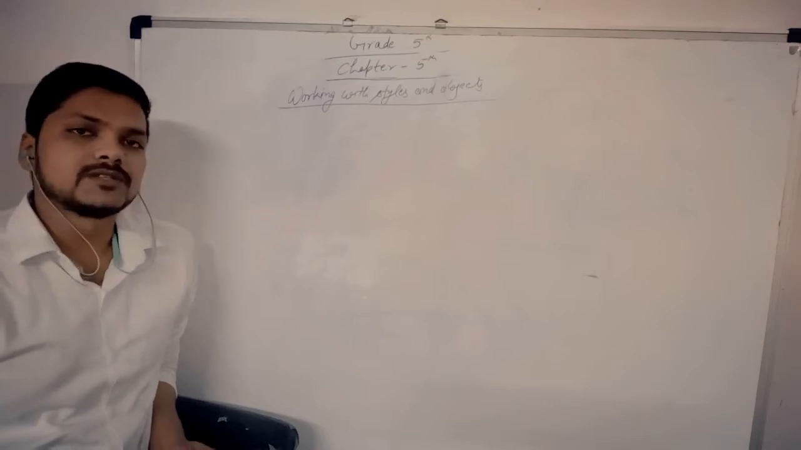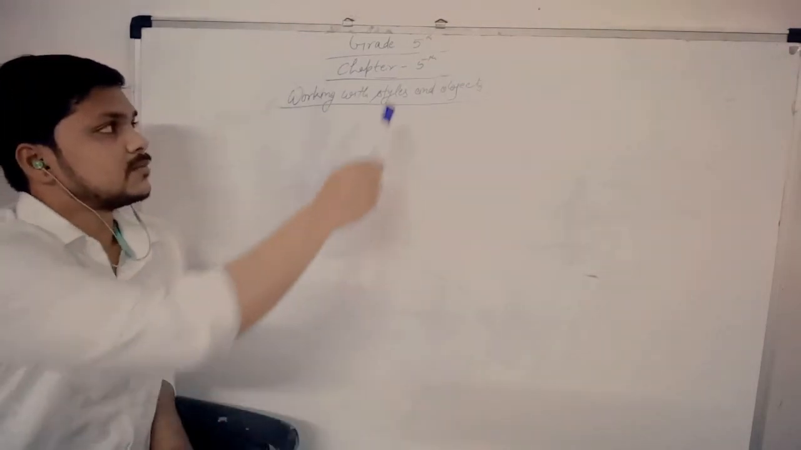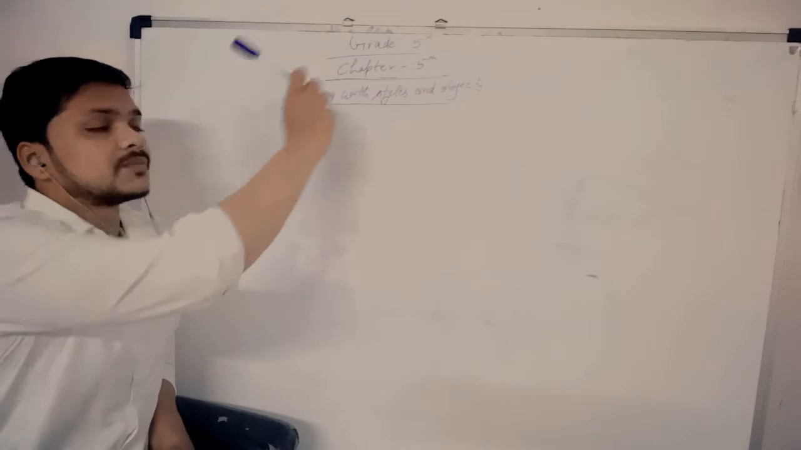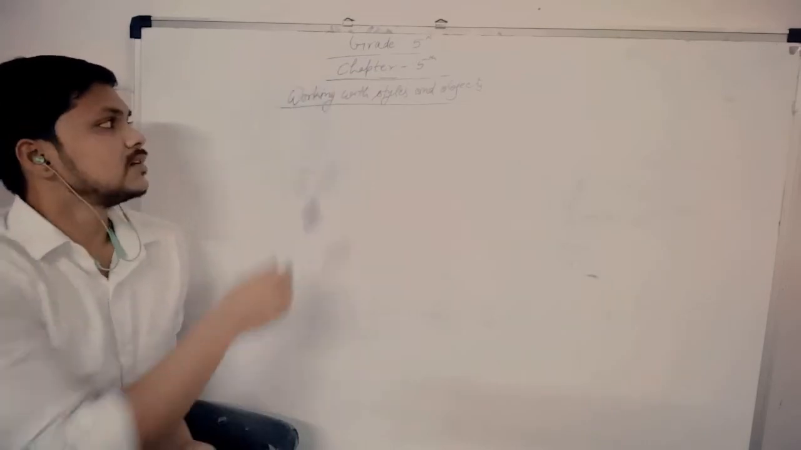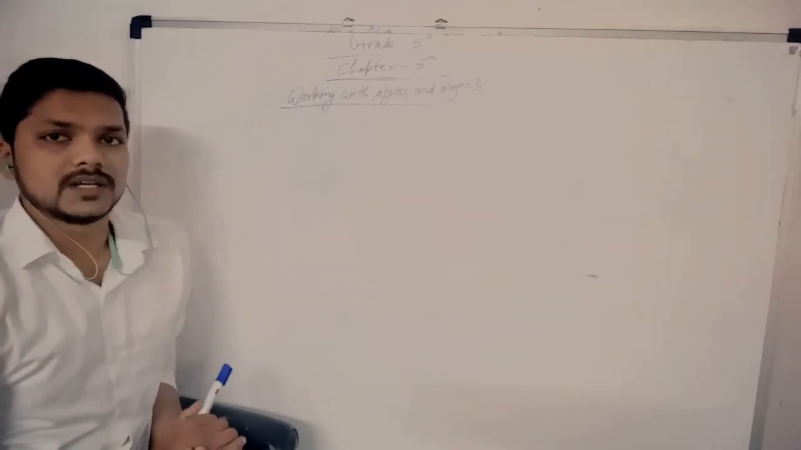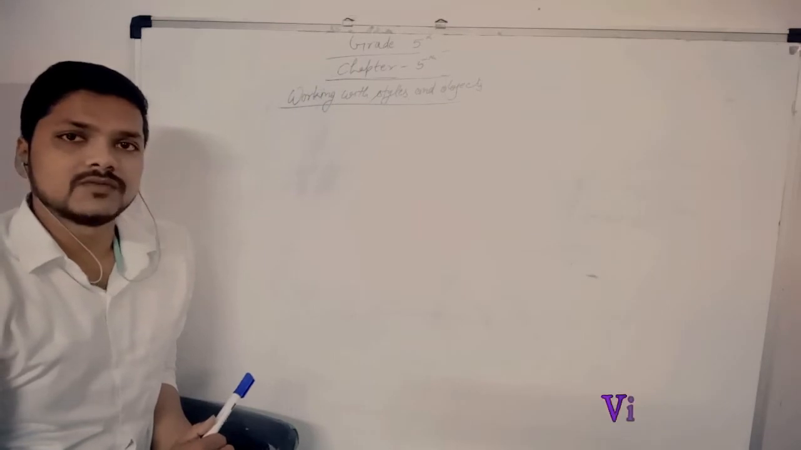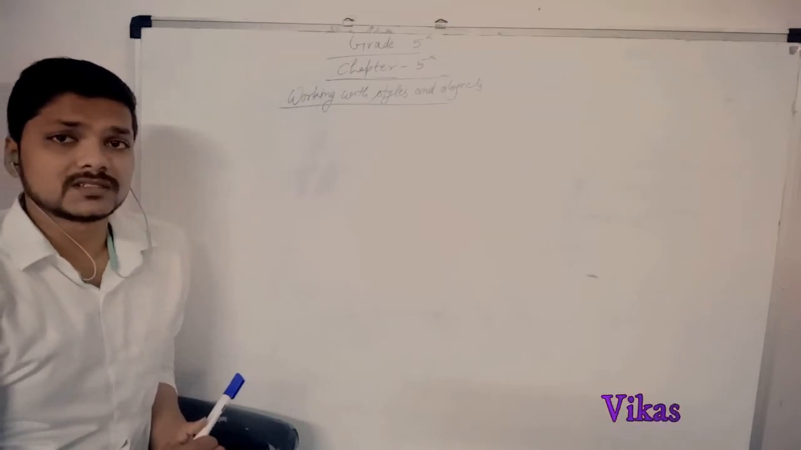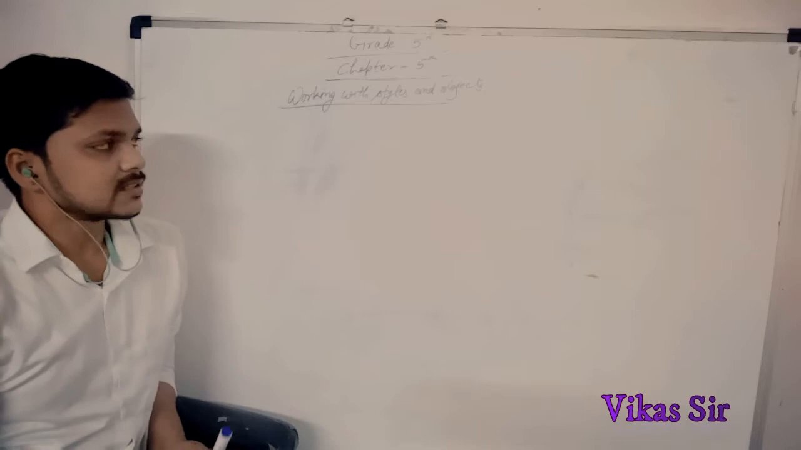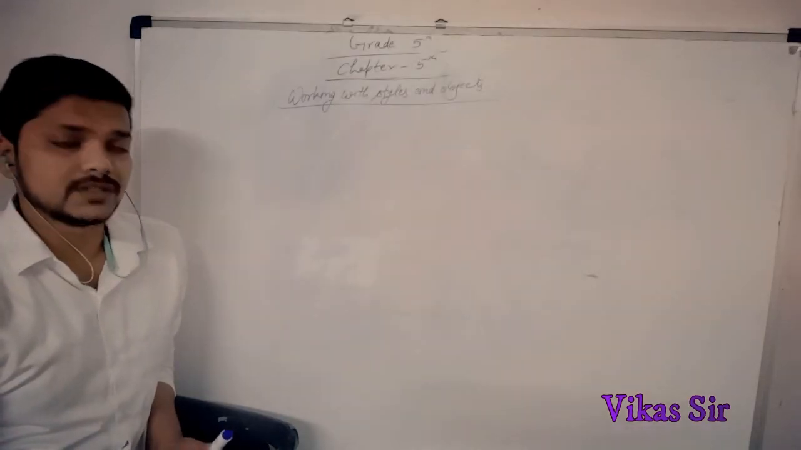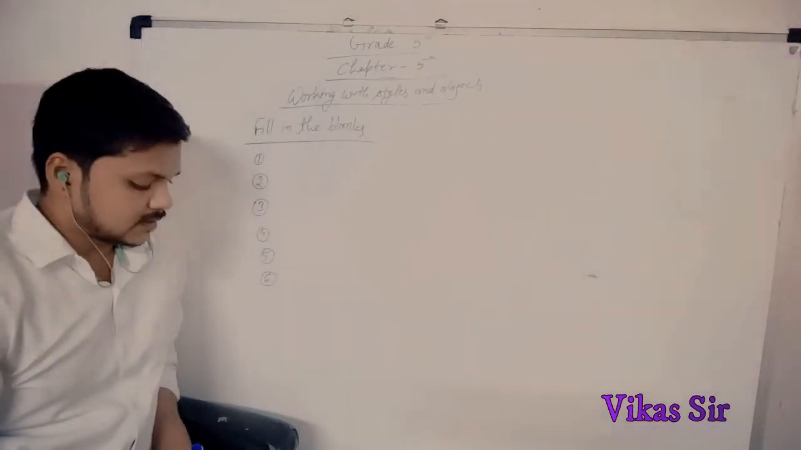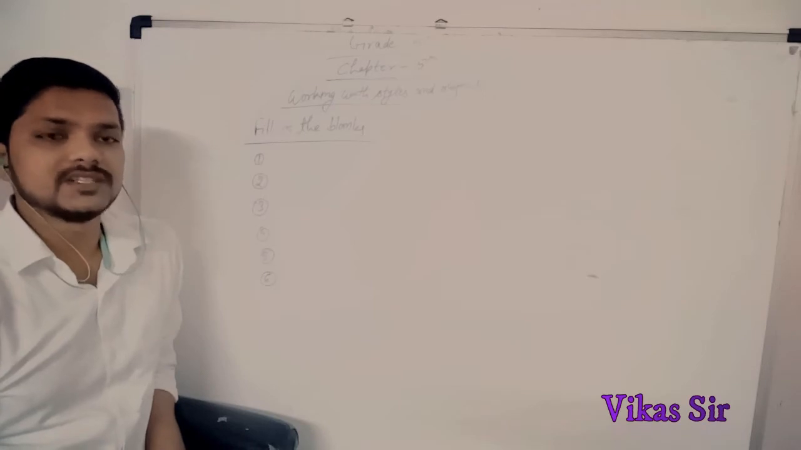Dear students, today we will solve the exercise of chapter number 5 for class 5, and the name of the chapter is Working with Styles and Objects. Firstly we will complete the exercise, then we will complete the question answers of this chapter. So let's come to the point, that is fill in the blanks first. Let's open page number 53 where the exercise starts.